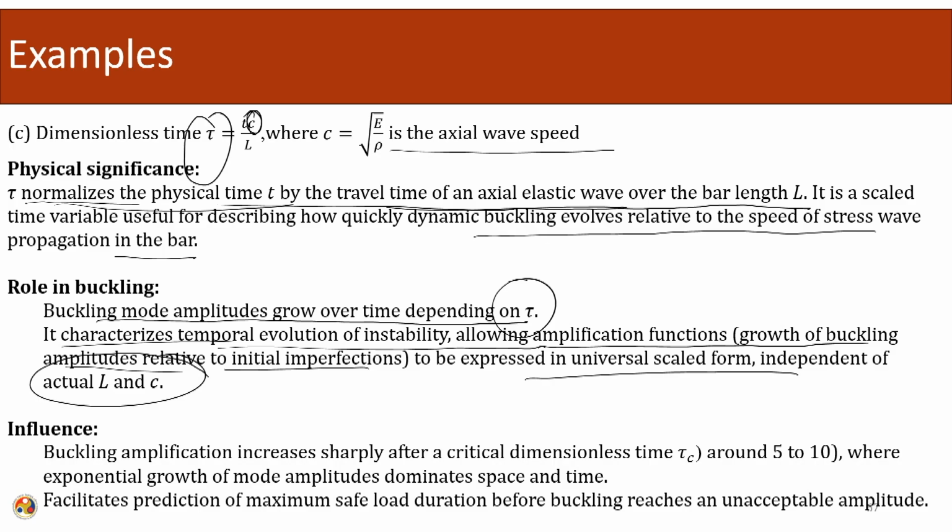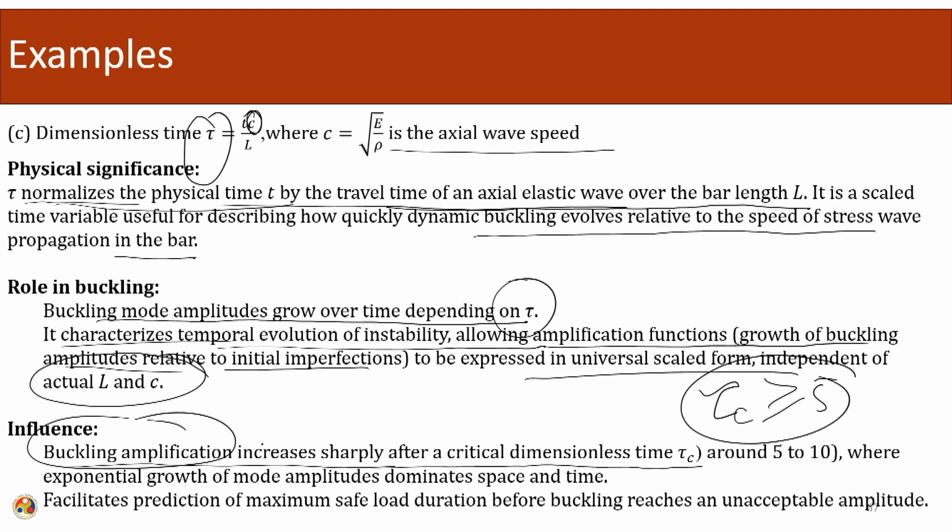So, what is it influencing? The buckling amplification increases sharply after a critical dimensionless time tau c. We have seen that after a time tau c, if it is greater than 5, the buckling amplitude increases sharply, where the exponential growth of the mode amplitude dominates the space and time continuum. So, what it does is that it facilitates the prediction of the maximum safe load duration before buckling can reach an unacceptable limit.